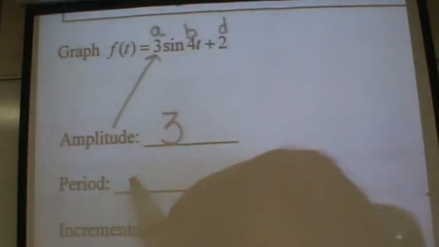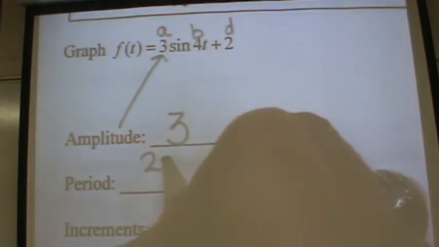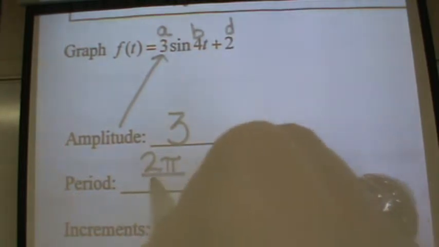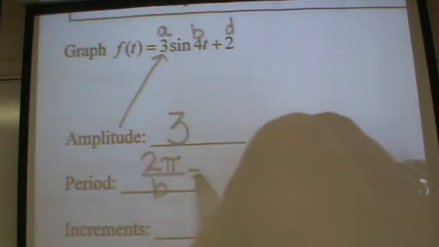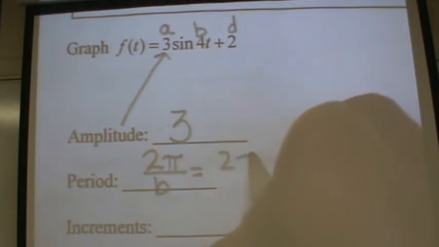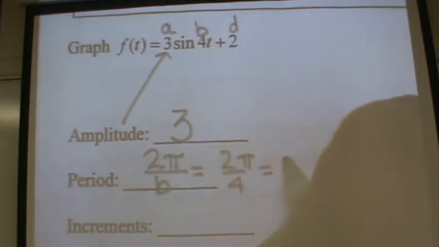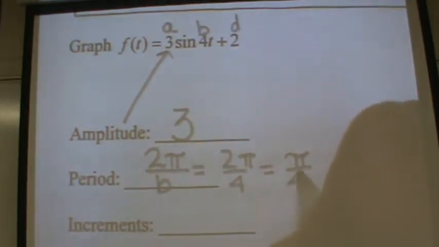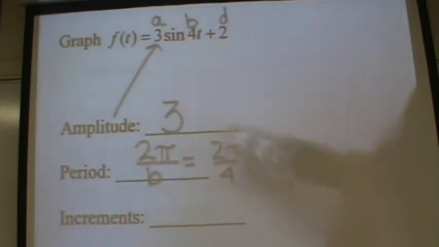So, your amplitude is 3. Your period, you always take 2 pi and you divide it by the B value. What is the B value here? 4. What's 2 pi over 4? A half a pi. So, half a pi.